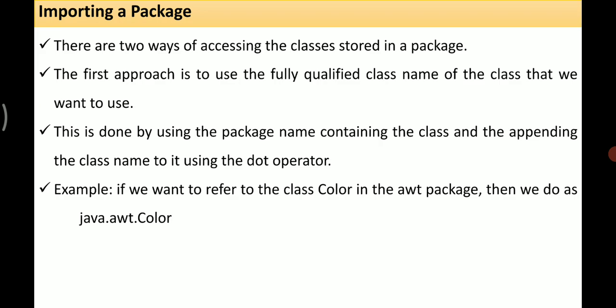For example, if we have a class called Color in the AWT package, then we write the statement java.awt.Color. Here AWT is a package within the package java, and the hierarchy is represented by separating the levels with the dot. This approach is the best and the easiest one if we need to access the class only once, and we do not need to access any other classes of this package.